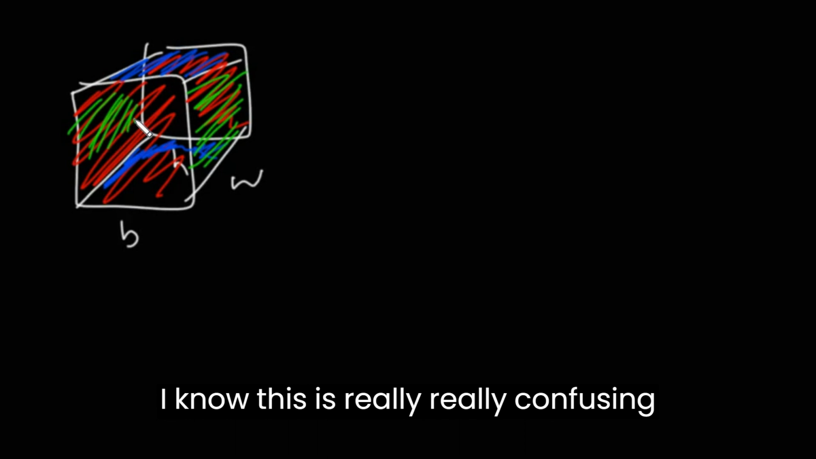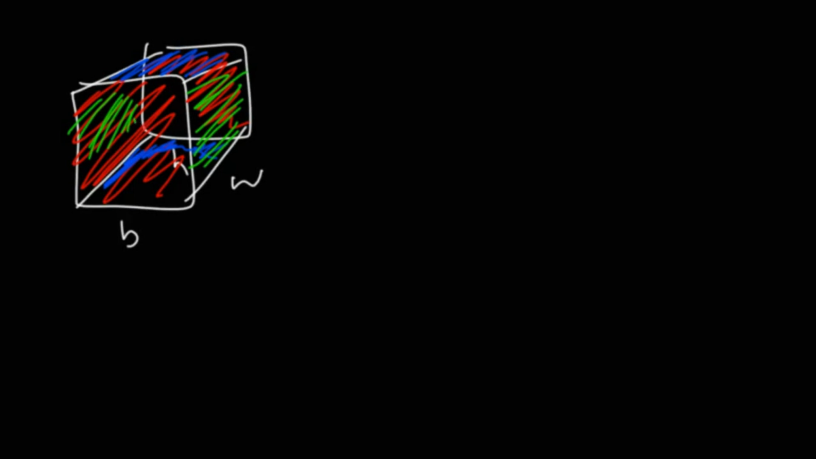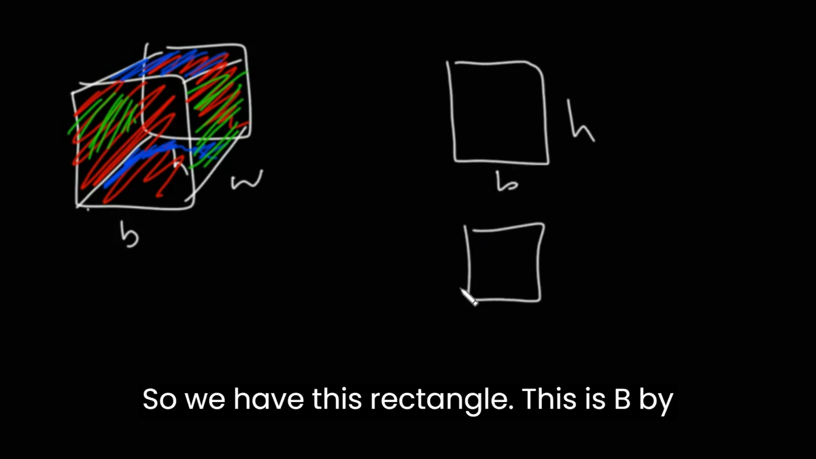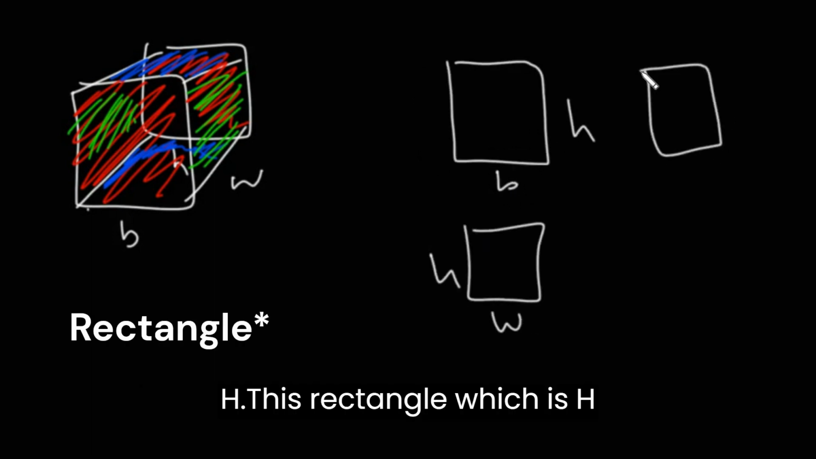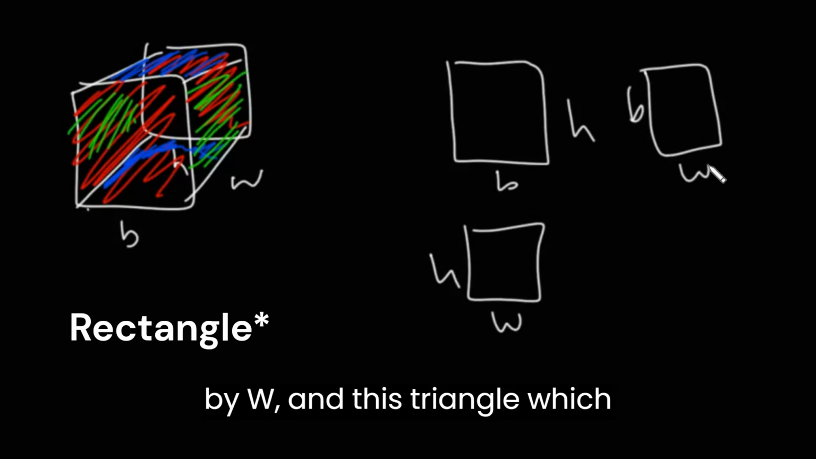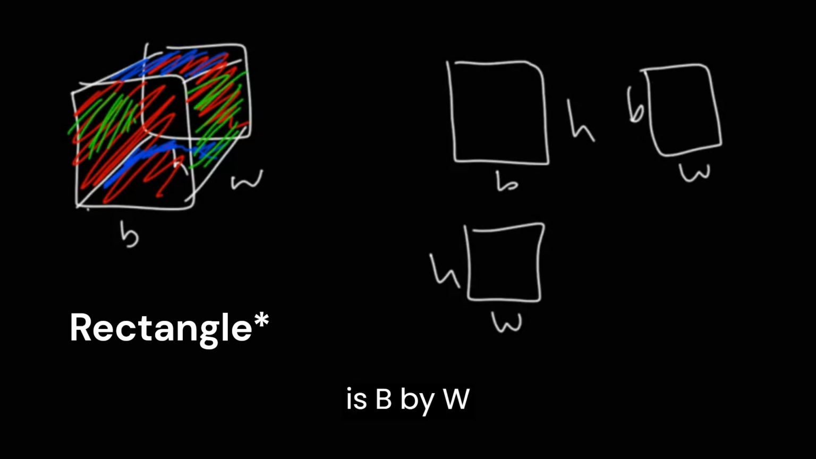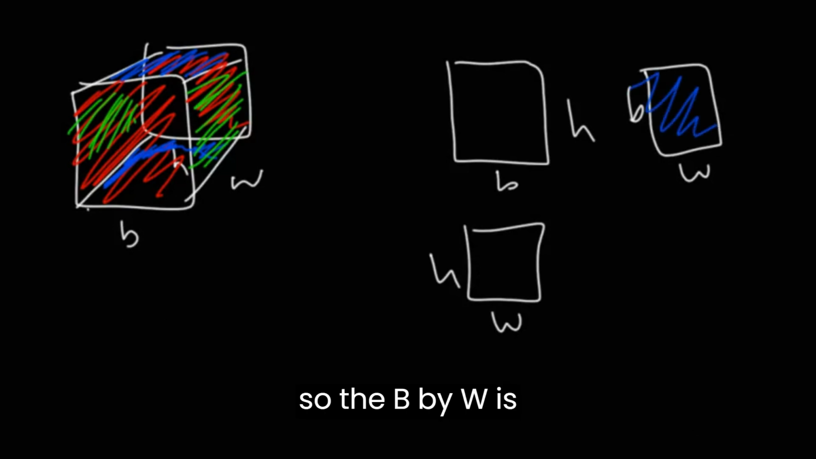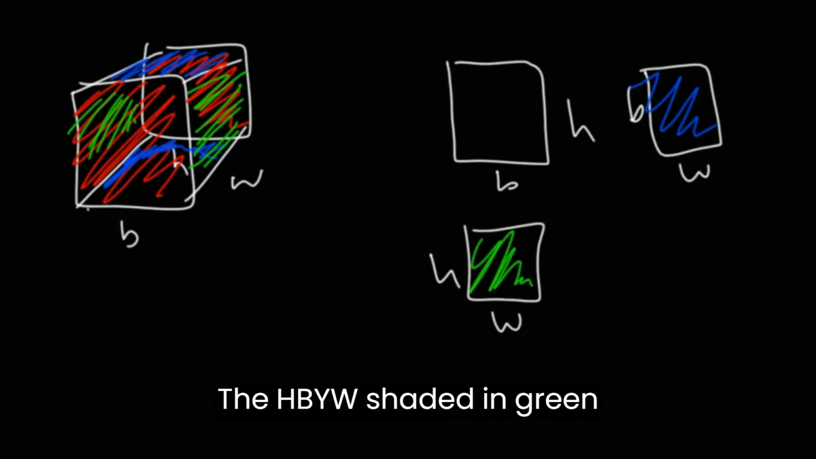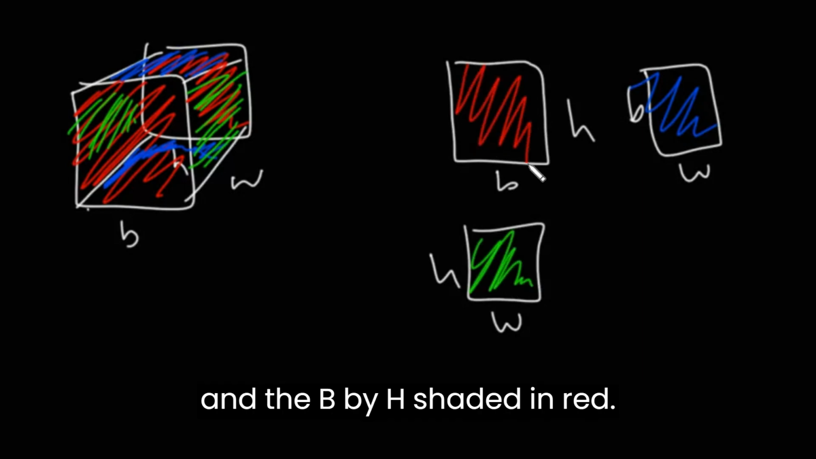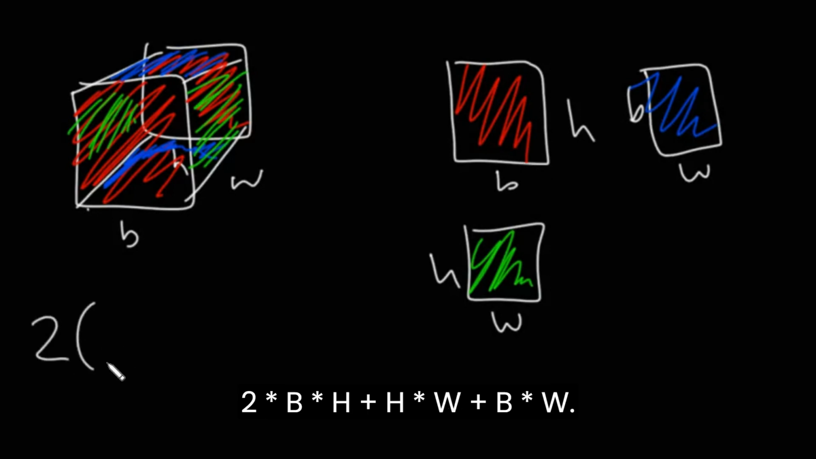Now, I know this is really confusing and messy because it's drawn on a two-dimensional surface. So instead, let's represent it like this. So we have this rectangle, which is B by H. This one, which is H by W. And this one, which is B by W. So the B by W is shaded in blue. The H by W is shaded in green. And the B by H is shaded in red. Surface area will be 2 times (B times H plus H times W plus B times W).